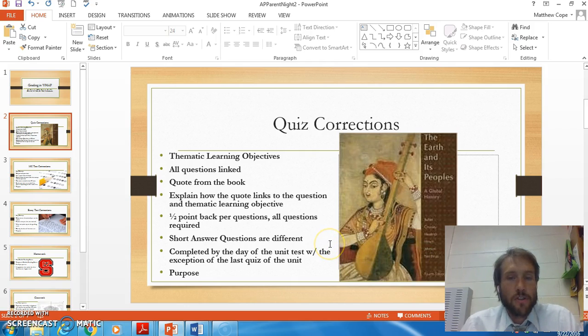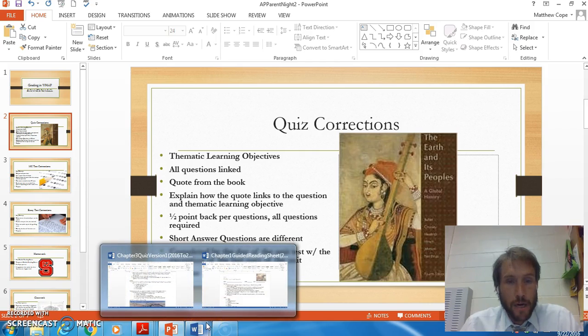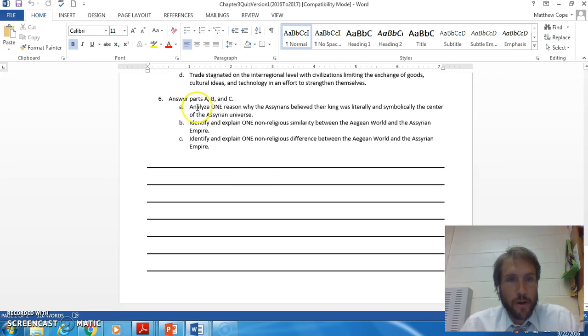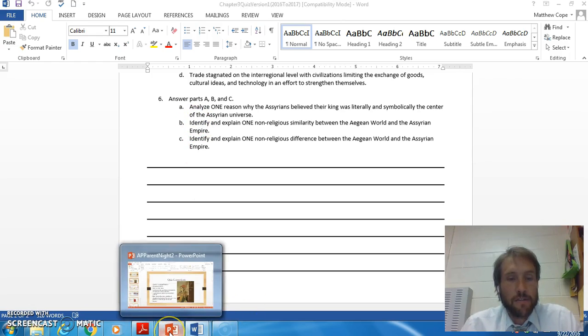Now the short answer questions are different. If you got the short answer question correct, or part of the short answer correct, for instance, if you were to get part A correct, you would link part A. So in this case, if I got part A of this question correct, I would link it to a thematic learning objective just like I did the other 5 questions. If I missed part of the question and got half credit, or I didn't get any credit at all and got 0 points, I wouldn't link it to anything. I would simply rewrite this part so that I could have the practice of rewriting it.